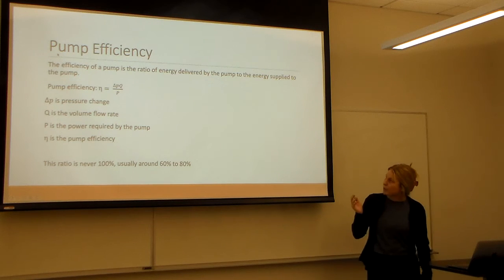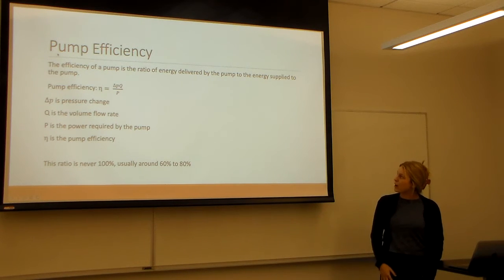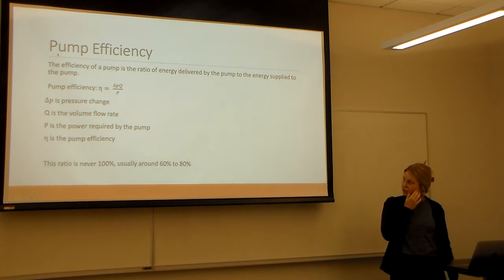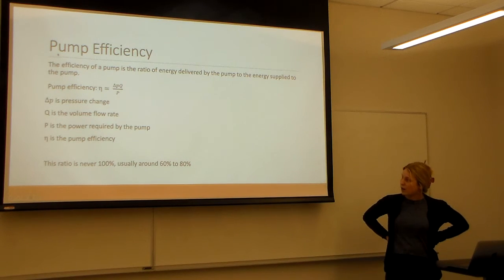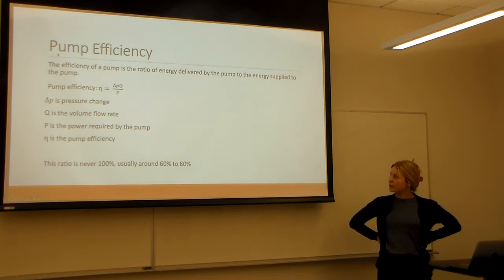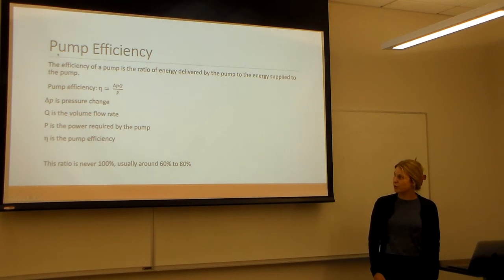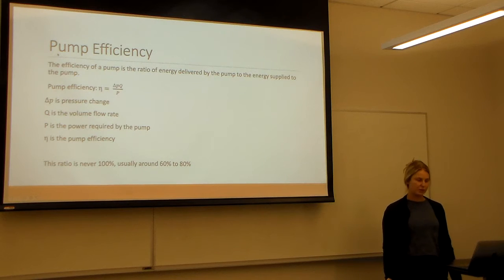So this is how you calculate pump efficiency. It's the ratio of energy delivered by the pump over the energy supplied to the pump. So power out over power in. And we use this equation. The power out is the pressure change times the volume flow rate. And then the power in is just what horsepower is required by the pump to power it. And this ratio is never 100%, it's usually around 60 or 80% in the field.